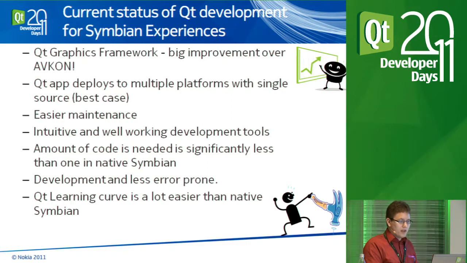When I asked about the experiences from our teams, how they see Qt compared to Symbian, it was obvious that everybody says that it's a huge improvement over traditional Avkon development. Making the UIs with Qt is a lot easier, and it's a lot less error prone. In the best case, it deploys to multiple platforms with a single source. You don't have to make any kind of hacks to the source code to make it run on different platforms. And the tools are very good, at least compared to what they used to be in the Symbian times.